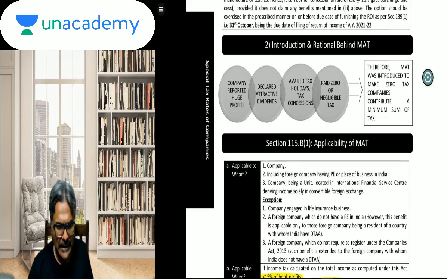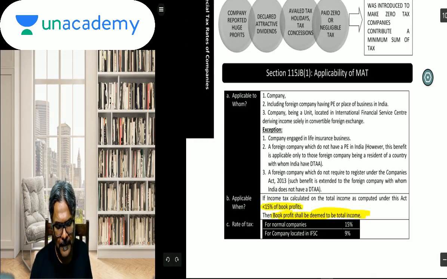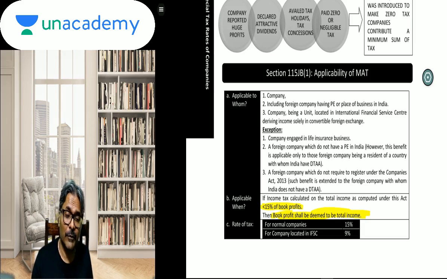So students, let's have a look quickly. Applicable to whom? The company. Point number 2, including a foreign company having a permanent establishment or place of business in India. Which is, sir, why this PE, permanent establishment or place of business in India, is the criteria for the foreign company getting applicable for MAT purpose.